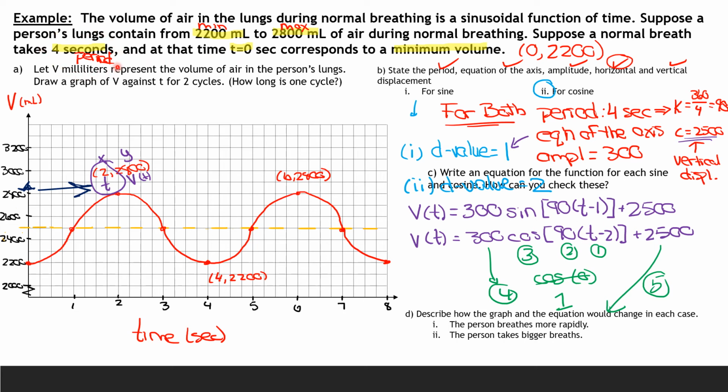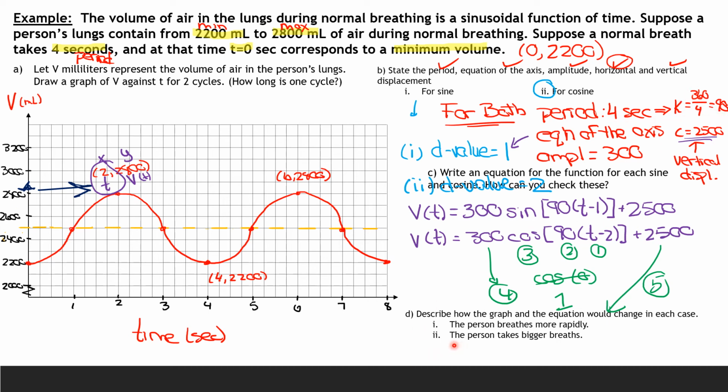It's not going to take 4 seconds for normal breathing. It's going to take fewer seconds if they're breathing more rapidly, say 3 seconds. So the equation would change because the k value would change. And the graph would change, because all of a sudden we have to get 1 cycle into 3 seconds. It's going to be more compressed. So describe how the graph and the equation would change. If they breathe more rapidly, the graph would change because it would be a horizontal compression. The equation would change because if our period changes, that changes the k value.